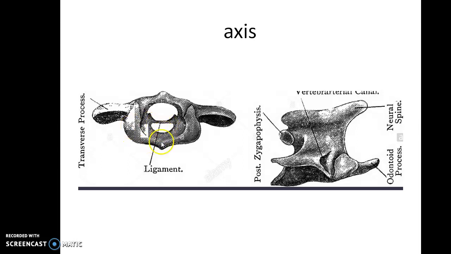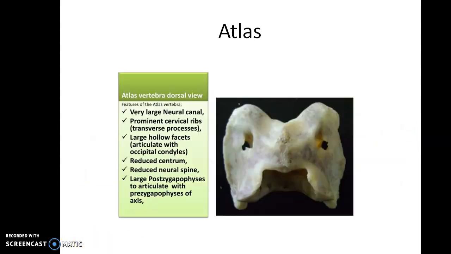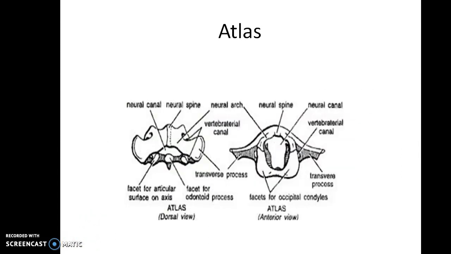The axis has a broad centrum, and it has a peg-like process. Look at this one, a forward process called the odontoid process. Some of the features you may not observe in this diagram. So this is the odontoid process. It is the odontoid process that articulates at the facet of the atlas.